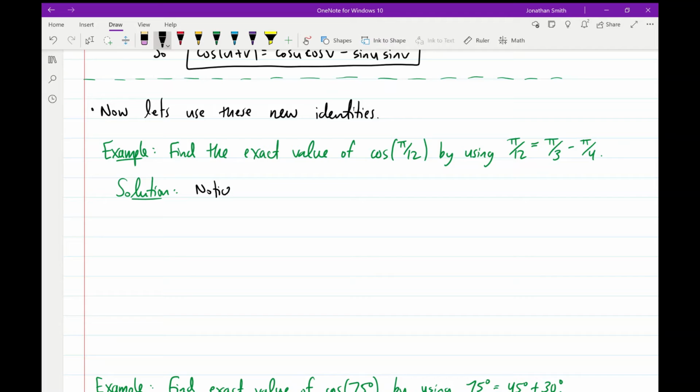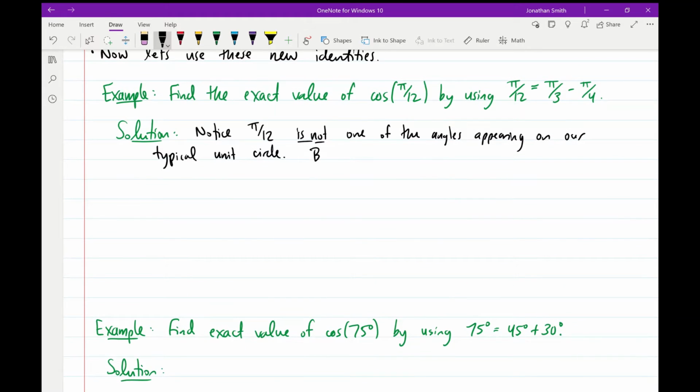Alright, so it's important to notice that pi over 12, this angle that we're referring to, is not one of the angles appearing on our typical unit circle. In other words, it's not one of the angles that we are very familiar with, where we can just write down what cosine of pi over 12 has to be. So if we want an exact answer, we're going to have to work a little bit harder.